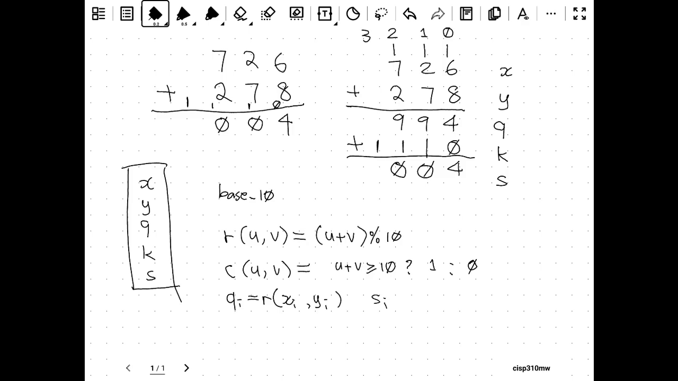What about s of i? We are talking about this digit being 9, the single digit sum of 9 plus 1. This single digit here is the single digit sum of 4 plus 0. So what about s of i? How do we compute s of i?